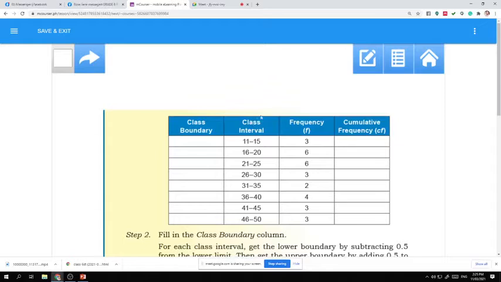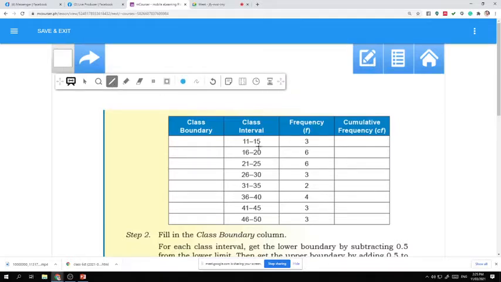So this is the given table only. Let me annotate first. Okay. So this is our given only, these two. We will add a column before the class interval and you name that class boundary. And then you add another column after class frequency. You call that cumulative frequency.